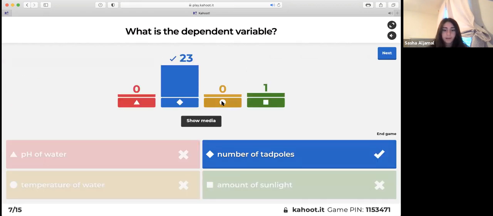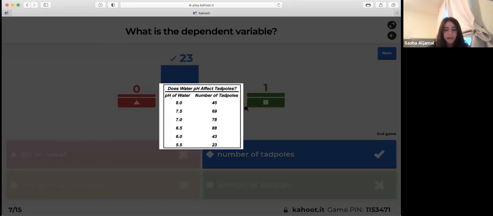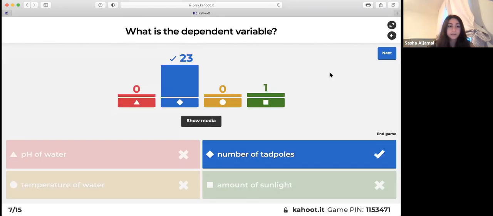Okay, well, almost all of you got it right. We talked about this right before, but it's okay if you didn't catch it. It can't be the amount of sunlight because in the picture they don't say amount of sunlight anywhere. And it's the number of tadpoles because the number of tadpoles depends on the pH of the water. So that's why it's the dependent variable. That's what I think of when I'm trying to remember, is it independent or is it dependent? I just think of whatever is depending on the other thing.